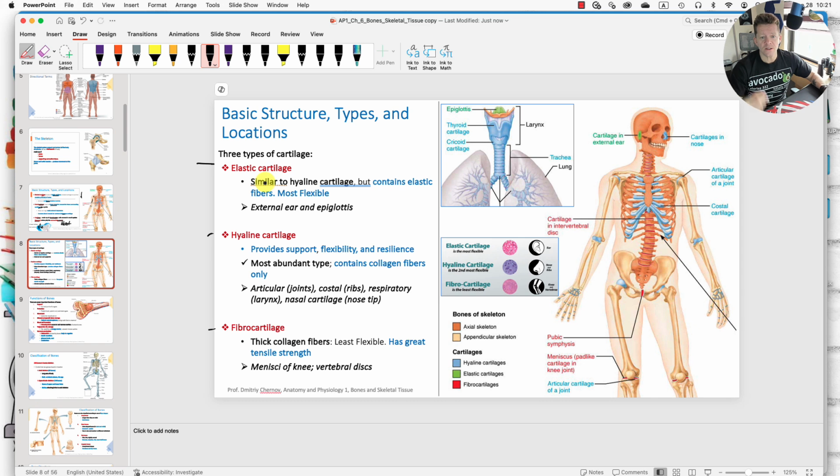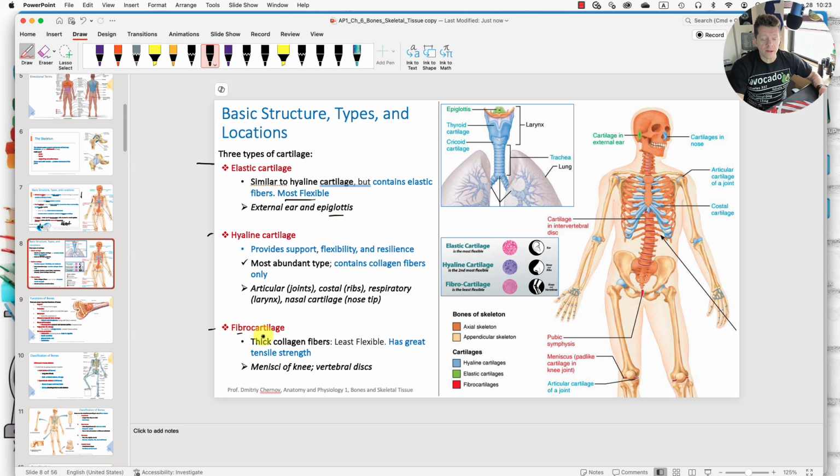The elastic cartilage, as the name implies, is very elastic, and you can find it right here within the ears and within the epiglottis. The epiglottis is the flap that separates the trachea from the esophagus. It makes sure, when you're swallowing food, that it protects the trachea. It's basically the flap that covers the trachea, so the food bolus can slide into the correct hole, the esophagus. So it's made from elastic cartilage, the most flexible out of the three cartilages.